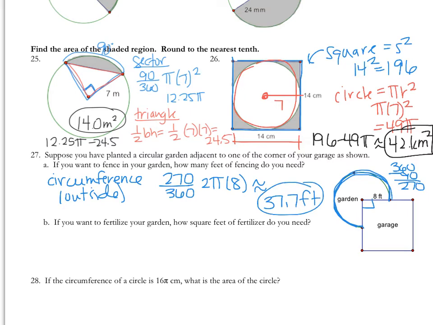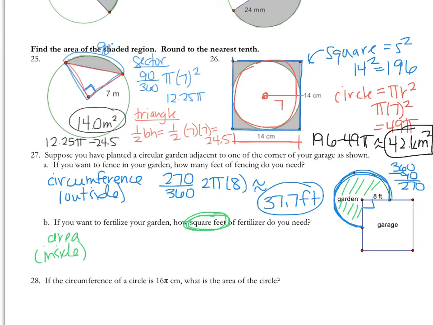Then the next one asks if you wanted to put fertilizer down. Imagine if I put fertilizer down, that's going to cover the whole garden, so that's all the space inside. That's one reason I know that this is area, because we're looking for the space inside. The other reason, if you keep reading, it says how many square feet do you need.